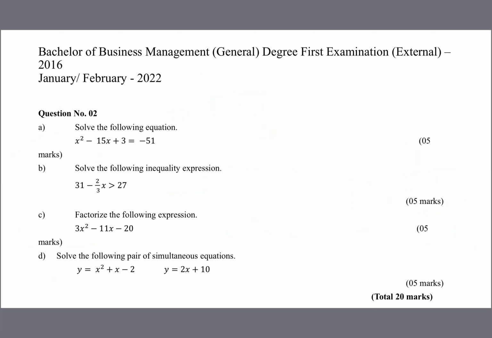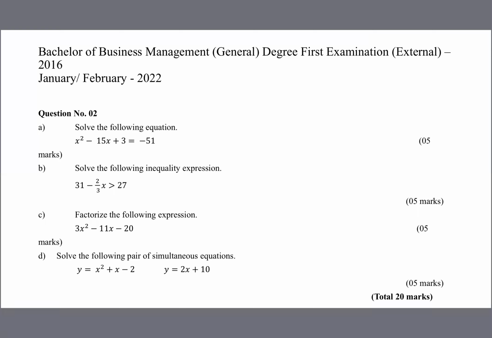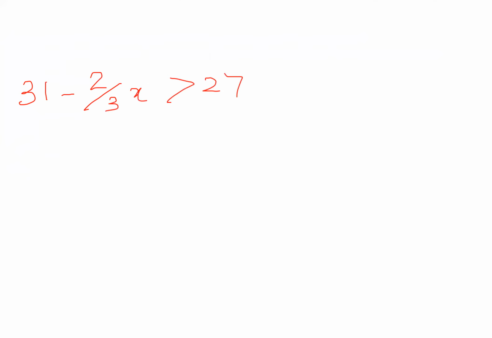And next one, solve the following inequality expression. So remember, you need to be careful again when simplifying this type of equation with the inequality. I'll show you: 31 minus 2 over 3x greater than 27. Okay, so then first we can move this constant value to the other side.